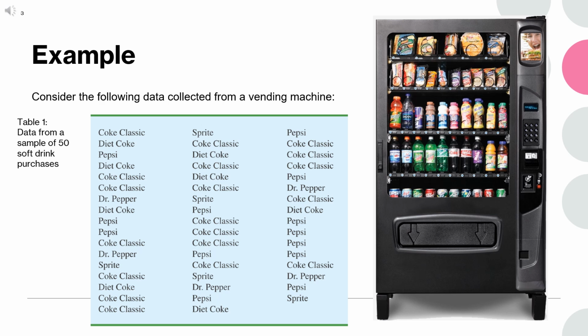We want to visualize purchases made from a vending machine that sells various products, such as Coke Classic, Diet Coke, Pepsi, Dr. Pepper, and Sprite. We are given a sample dataset comprising 50 soft drink purchases, as displayed in Table 1. We can use both tabular and graphical summaries to effectively present the data and gain insights into consumer preference.